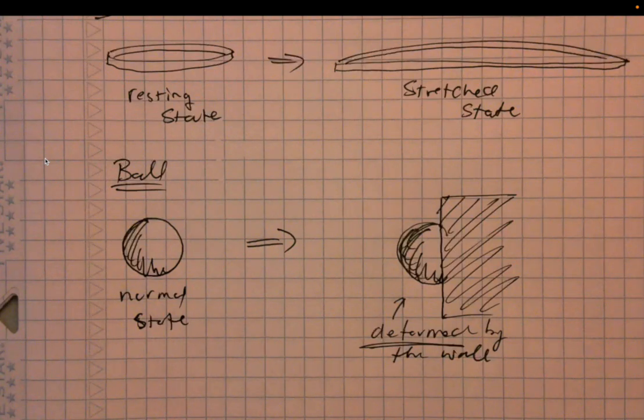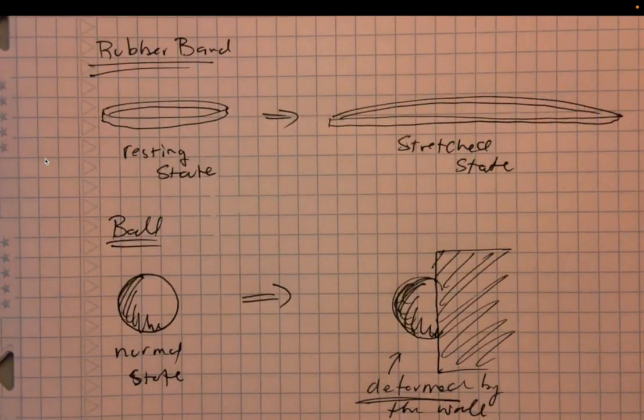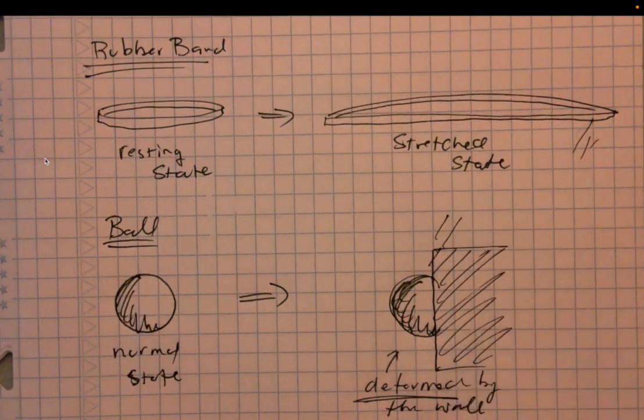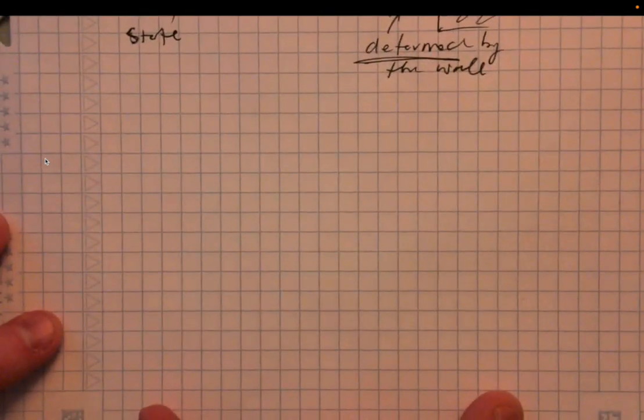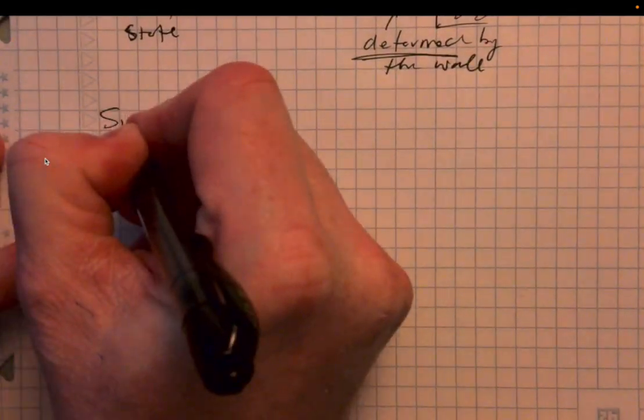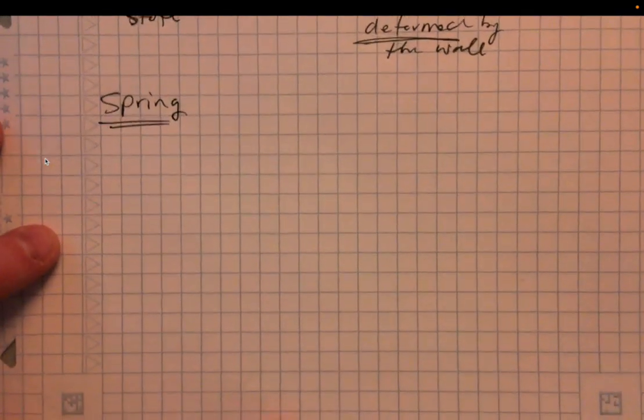Now, in both of these cases, the rubber band and the ball, while these objects are in their deformed state, i.e. stretched or squished against a wall, they have a tendency to revert back to their normal state. And that tendency basically takes the form of a potential energy. Now these are just other examples of the quintessential example, which is the spring. So the spring example is the one we'll run with in this section.